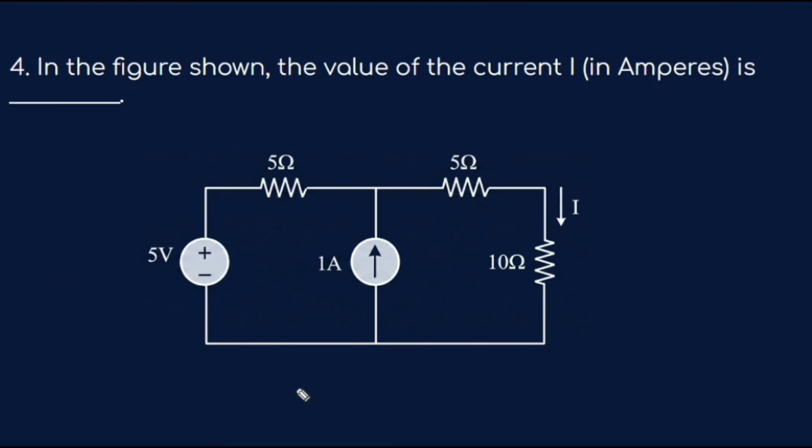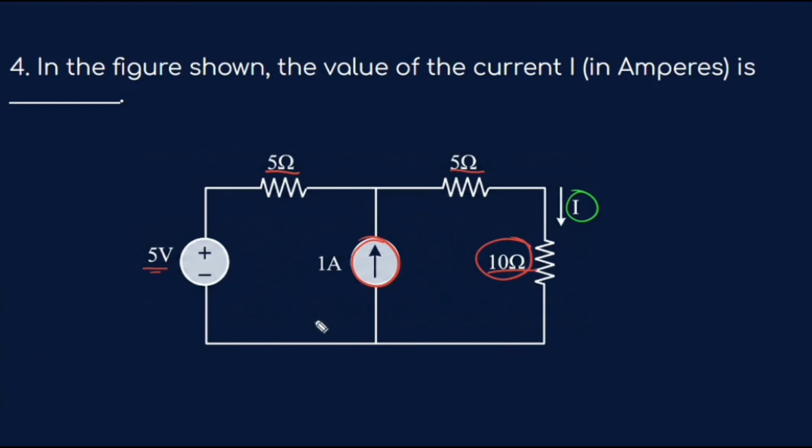Let's first understand what is given in the circuit. We have a 5-volt voltage source on the left, two 5-ohm resistors on the top, a 1 ampere current source in the middle, and a 10 ohm resistor on the right. We need to find the current I flowing downwards through the 10 ohm resistor.